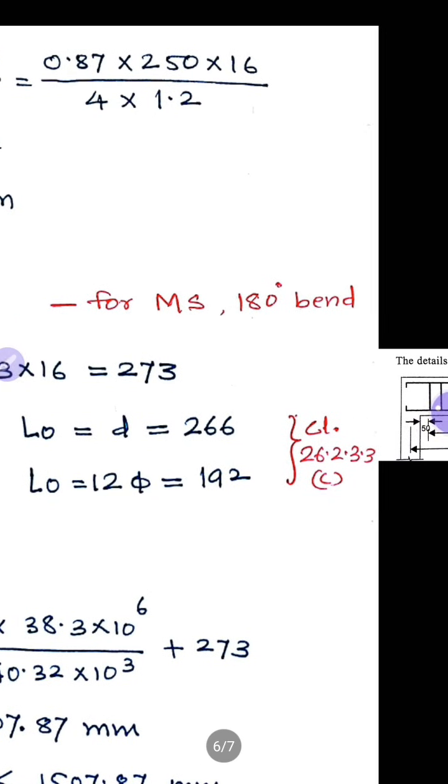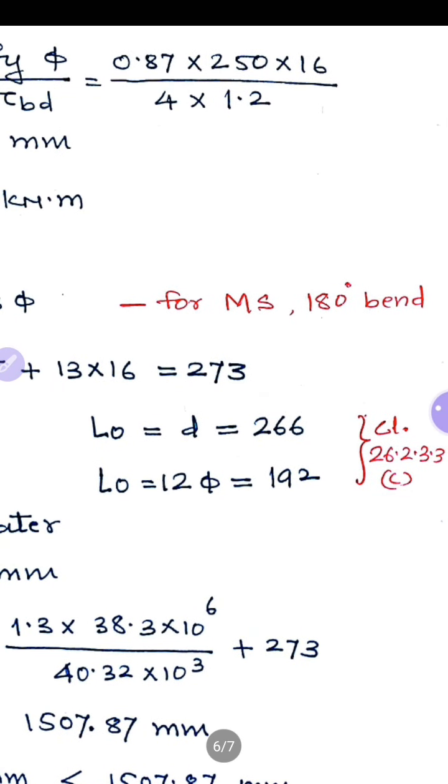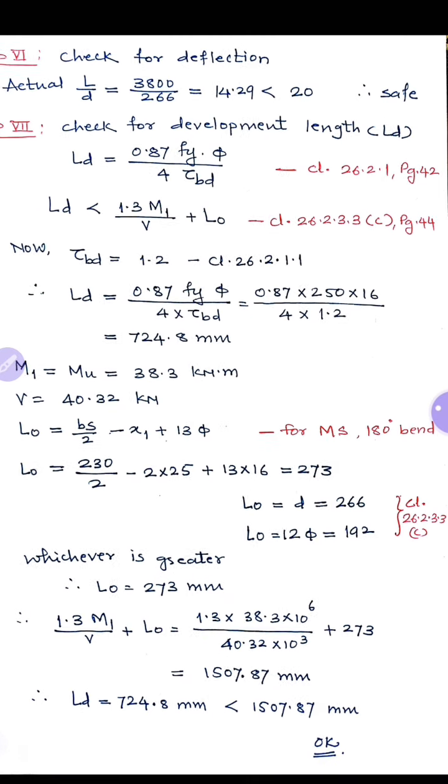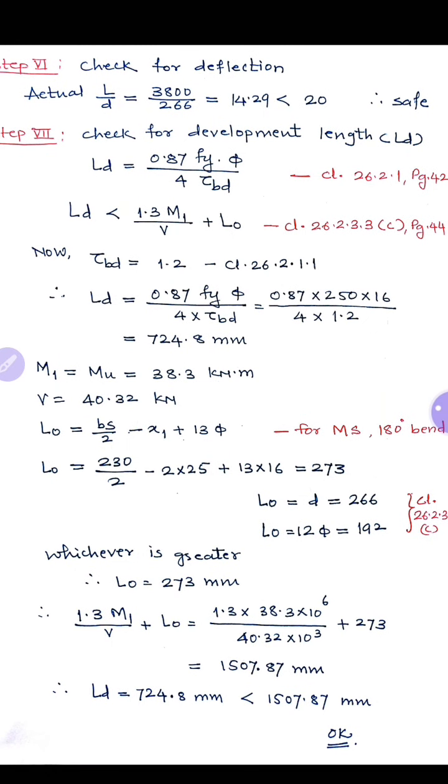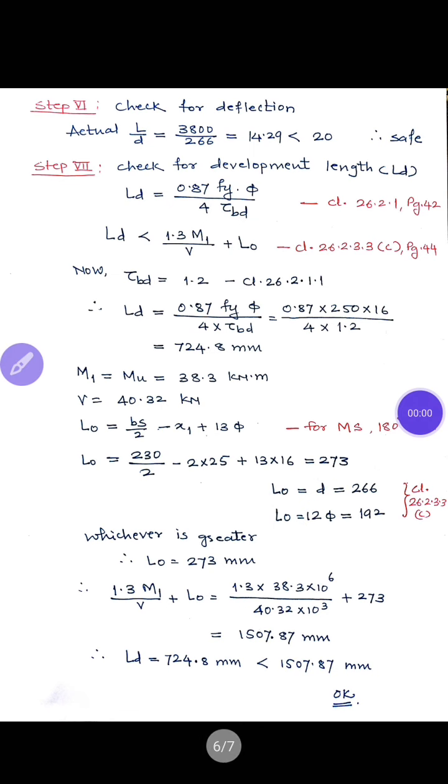Now in addition to this, clause 26.2.3.3 C suggests that we have to consider L0 as D, the effective depth, 266, and L0 equal to 12 phi, 192 mm. Amongst these three values, whichever is greater, we have to consider it as L0. So in this way we will be getting our L0. You can see I am putting all the values over here, and L0 comes out to be 273 mm because we have considered the greater of the three.